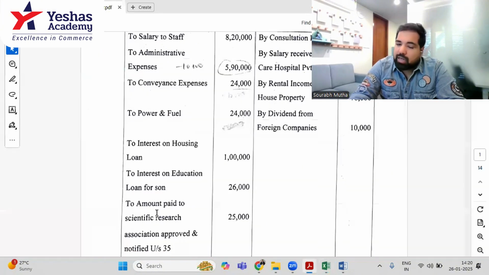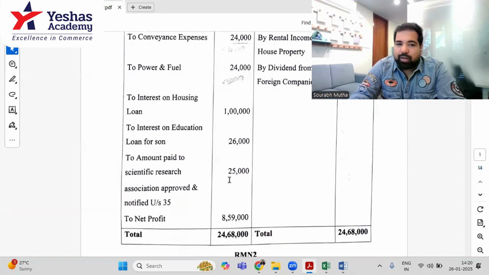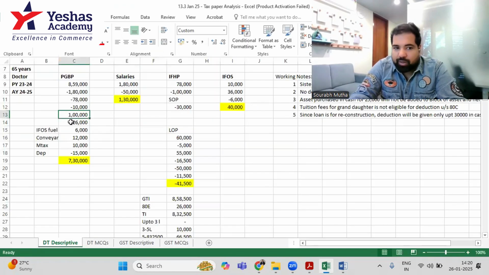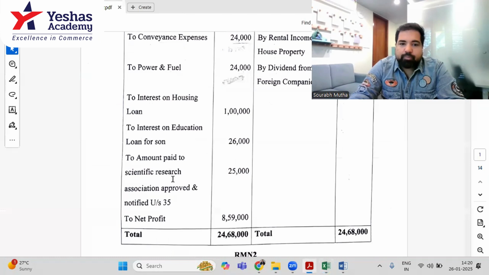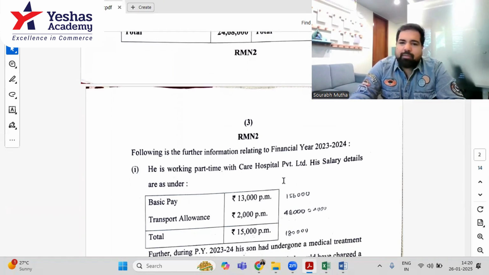Next, amount paid to scientific research, everything is okay. So these two numbers we've given effect to, 1 lakh and 26,000. Here 1 lakh and 26,000, we've added it back. Now let's go to the additional points. He's working with a hospital. He's a doctor, of course. He can work with a hospital part-time, his salary details are as under.